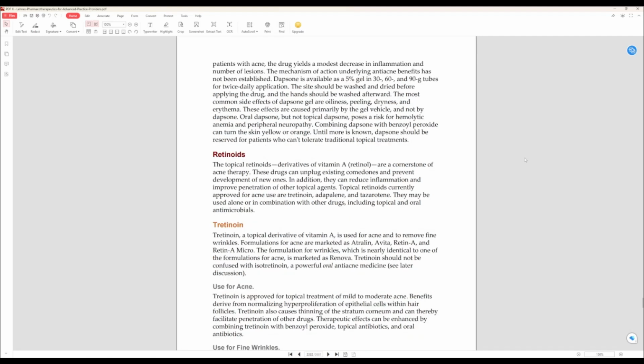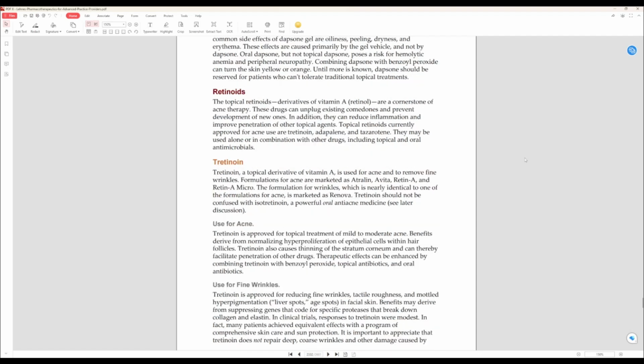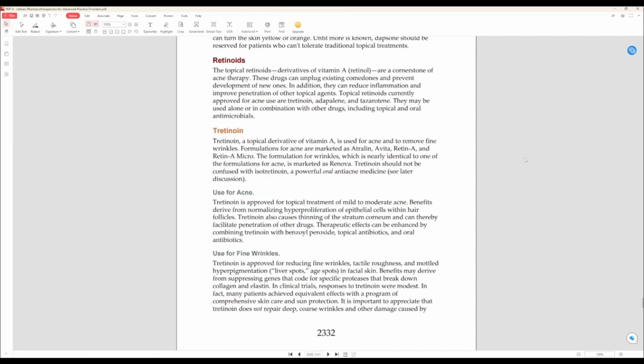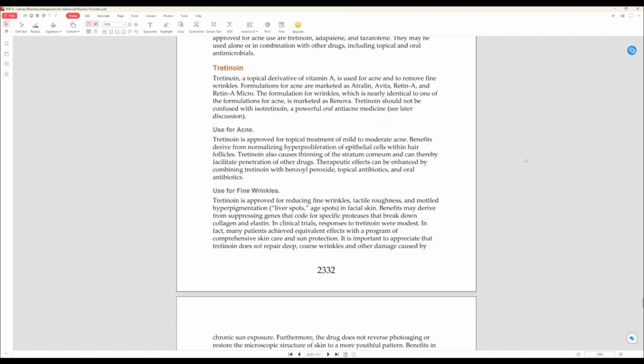The use for acne, therefore. Tretinoin is approved again for the topical treatment of mild to moderate acne. Benefits derive from normalizing the hyperproliferation of epithelial cells within hair follicles. Tretinoin also causes thinning of the stratum corneum and can thereby facilitate the penetration of other drugs. Therapeutic effects can be enhanced by combining tretinoin with benzoyl peroxide, topical antibiotics, and oral antibiotics.